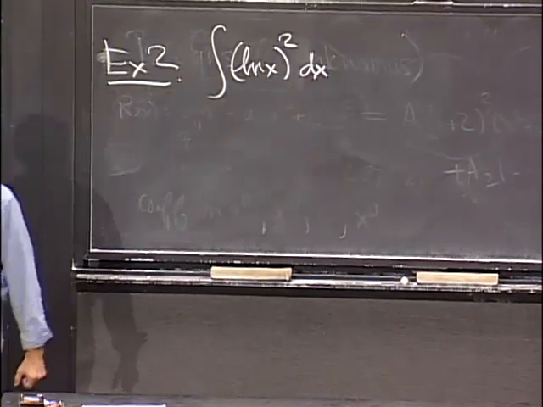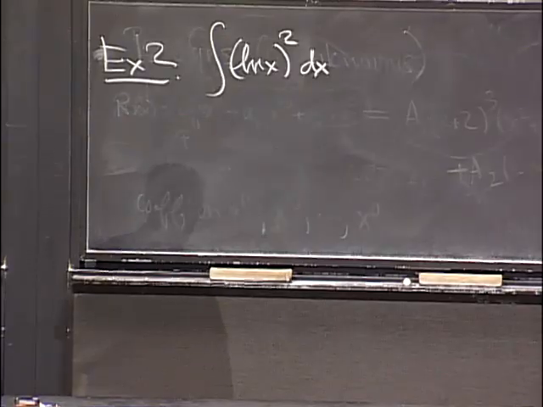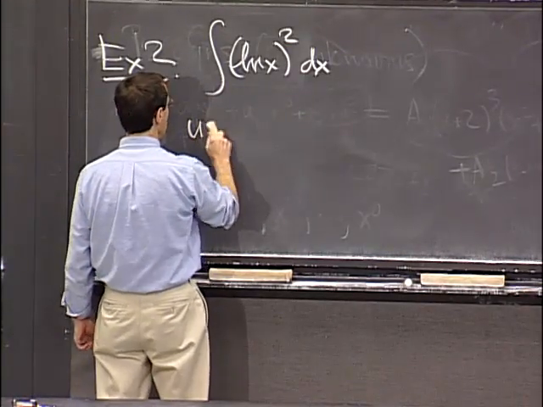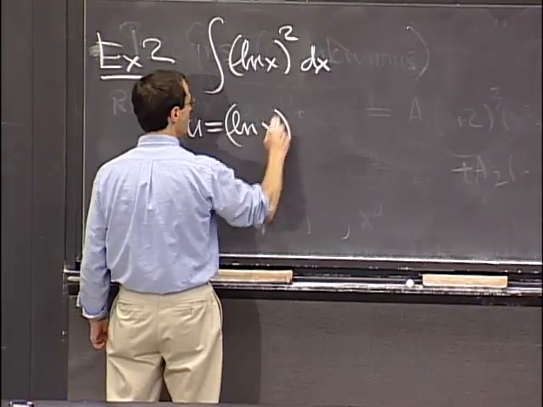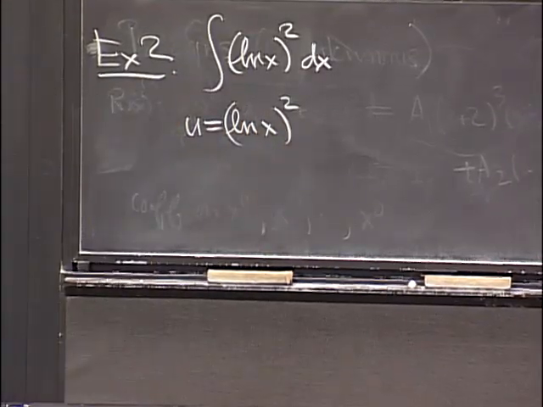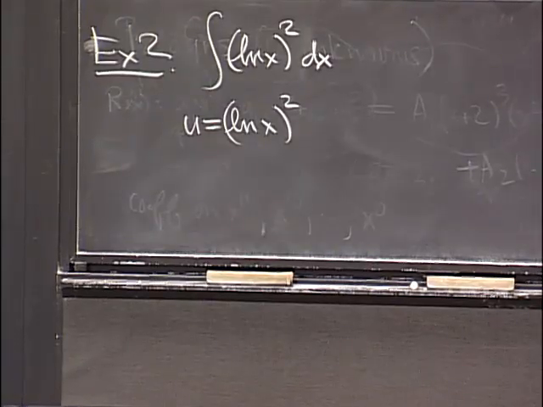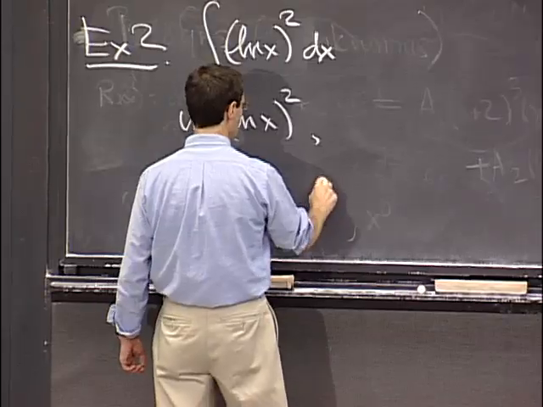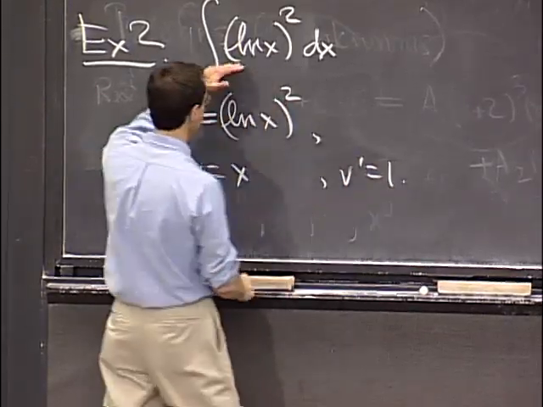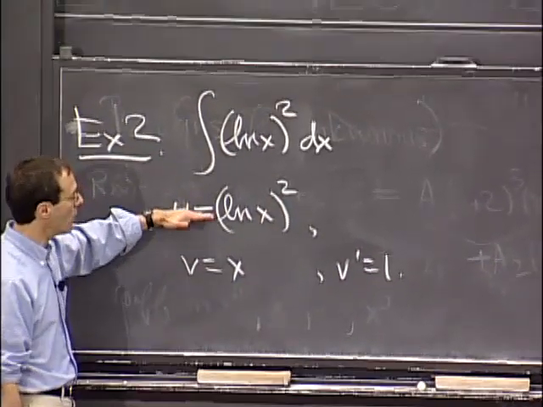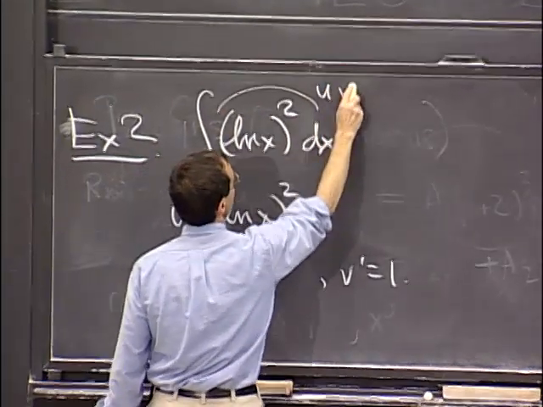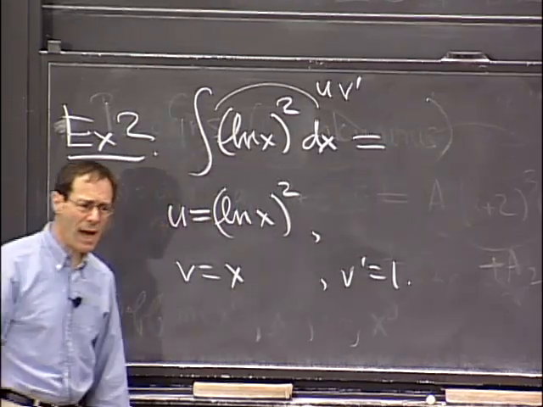And this is just slightly more recalcitrant. Namely, I'm going to let u be log x, the quantity squared. And again, v is equal to x. So that matches up here. That is, v prime is 1. So this is u times v prime. Right? So this thing is u times v prime. And then we'll just see what happens.